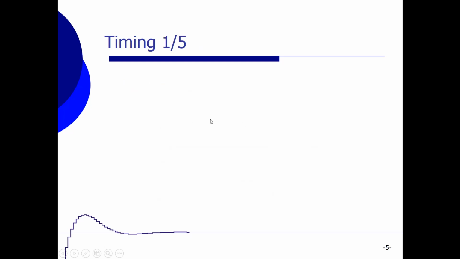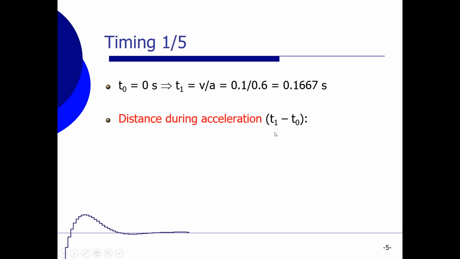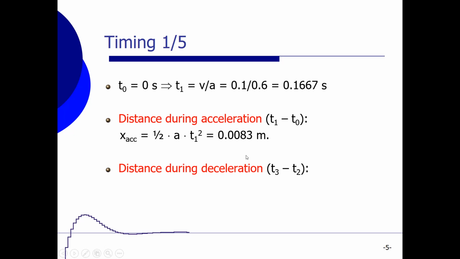Now let's look at some timing aspects. We can say when we start off at 0 seconds that T1, my acceleration time, is v over a, which is 0.1667 seconds. The distance during acceleration, so in between T1 and T0, is 0.5 times a times T1 squared, and that is equal to 8.3 millimeters. And because we have a symmetric velocity profile, the distance during deceleration is equal to the distance during acceleration. So it's also 0.0083 meters or 8.3 millimeters.